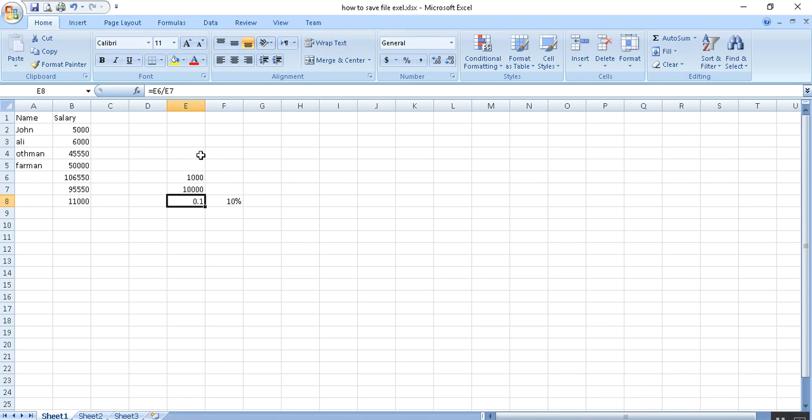So even if you don't want to apply any multiplication, what you will do is you will just use this percentage sign. So it will show you that 1000 is how much percentage of 10,000. So 10%. So it's very simple.